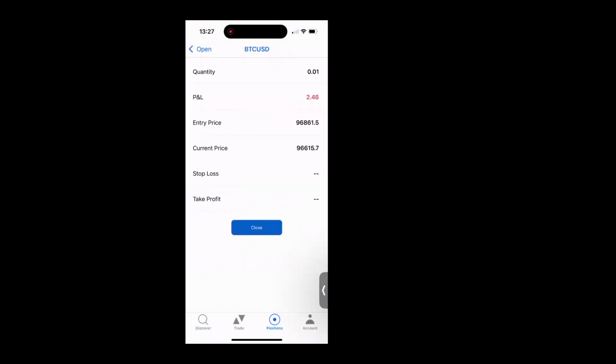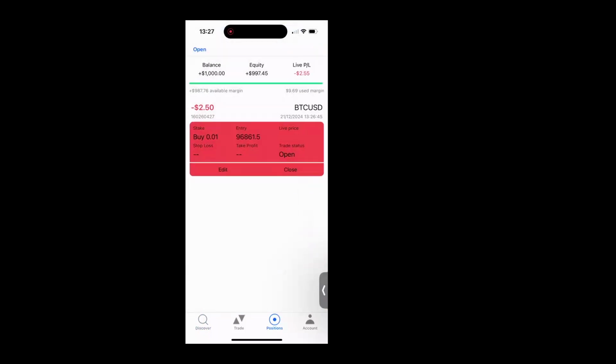Like I said, you've got them here. You can open and close any trades that you want. This is losing right now, so I think I'll wait for it to get into profit. But essentially, that's the journey from a copier's perspective.